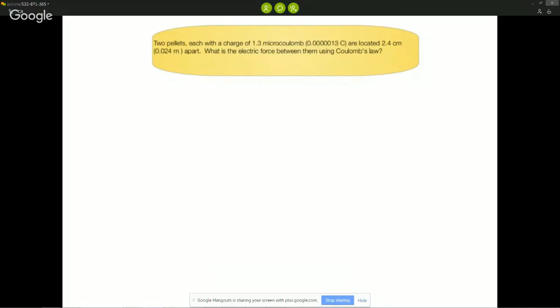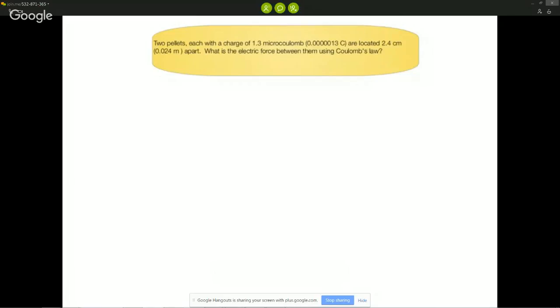So we've got two pellets. Each pellet has a charge of 1.3 microcoulombs. And so here you see it in parentheses, which is 0.0000013 coulombs. That's how small that charge is. And these two pellets are located 2.4 centimeters or 0.024 meters apart. And the question is, what is the electric force between them using Coulomb's law?